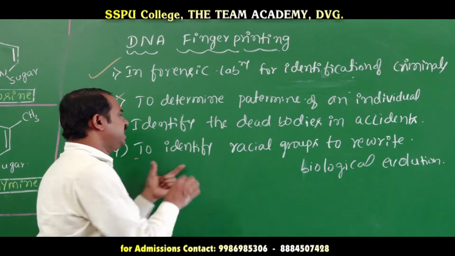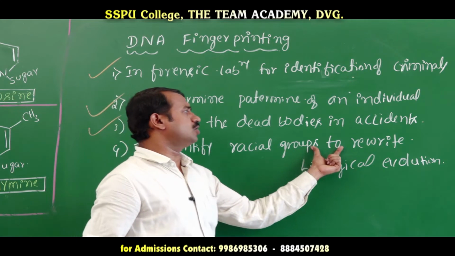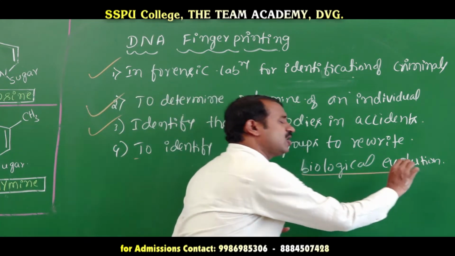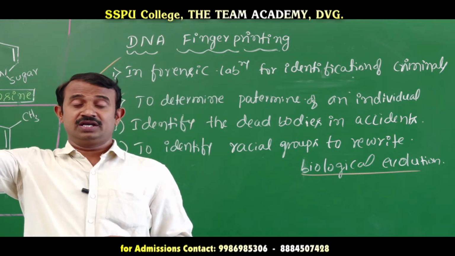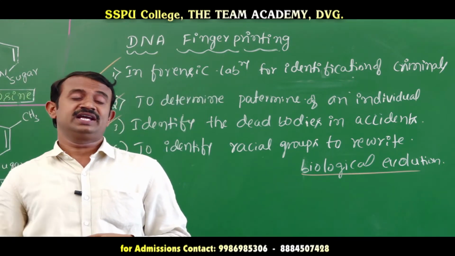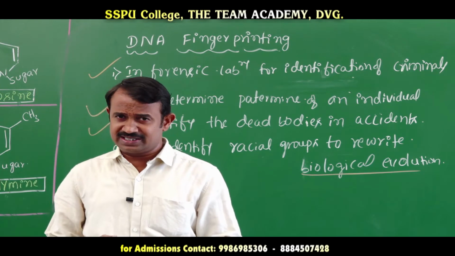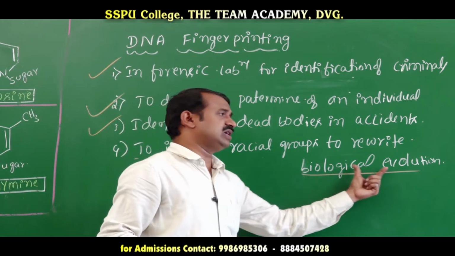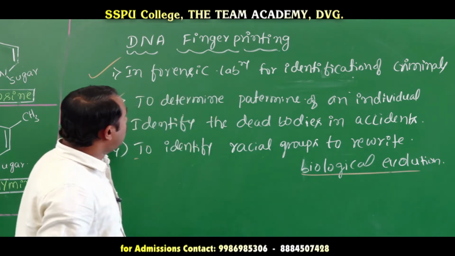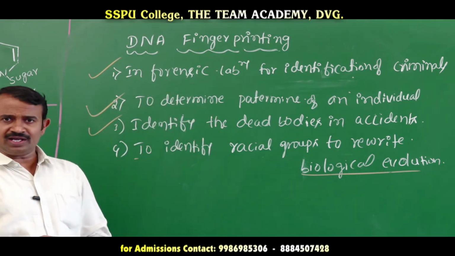Next, to identify racial groups and to rewrite biological evolution. If there is historical material from the 19th century or 18th century, or any part of an animal is obtained, we can easily rewrite biological evolution. These are the important uses of DNA fingerprinting.